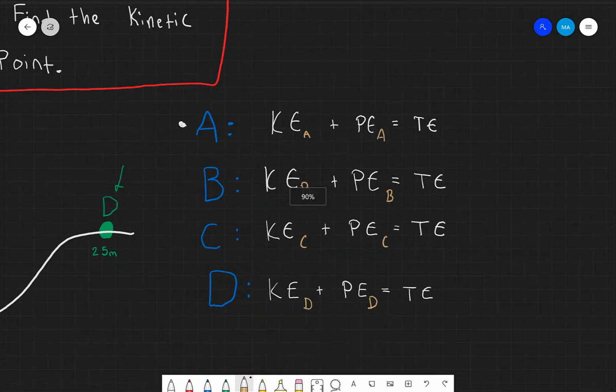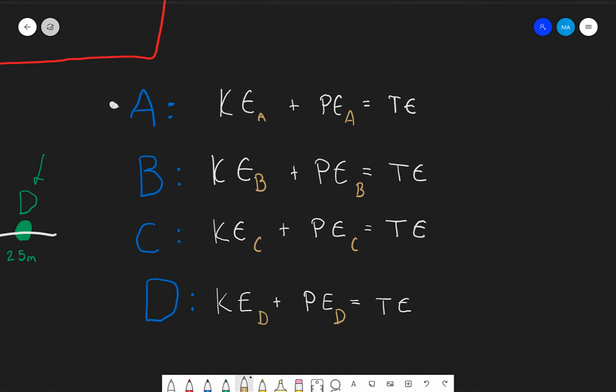The thing about this that is the same with all of them, though, is the total energy, right? The total energy is the same for every single one of these. This total energy number is the same in every single point because energy is conserved, which means that it does not change over time. But the kinetic and potential energies, these might change. So the kinetic energy at point A is not necessarily the same as the kinetic energy at point B. I'll tell you how to solve this. You use this formula, basically.